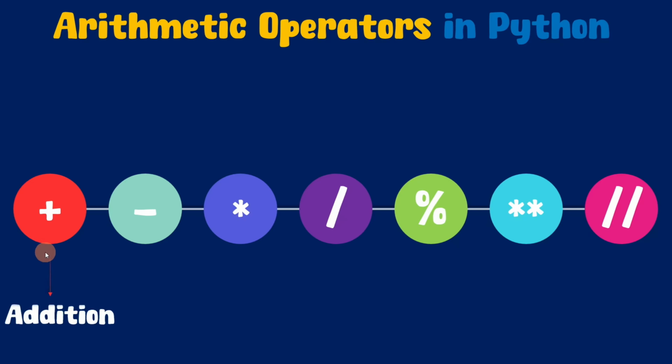First, we have addition operator. We use this plus sign to represent addition operator. Addition operator will take two operands. It will perform addition and give us the result.